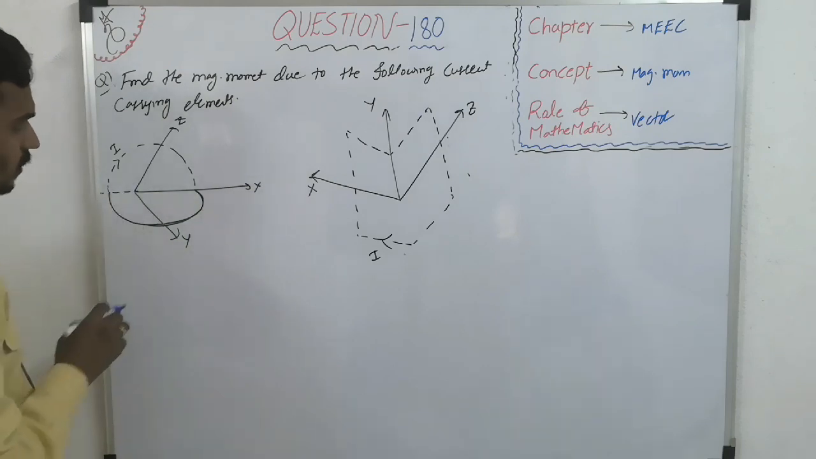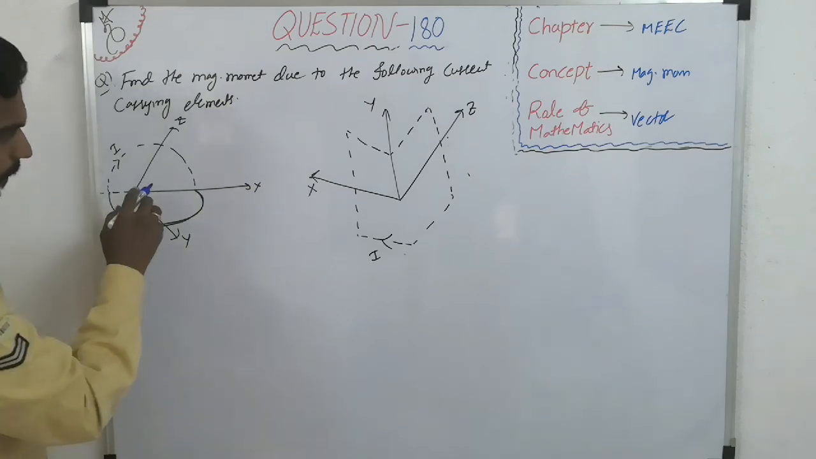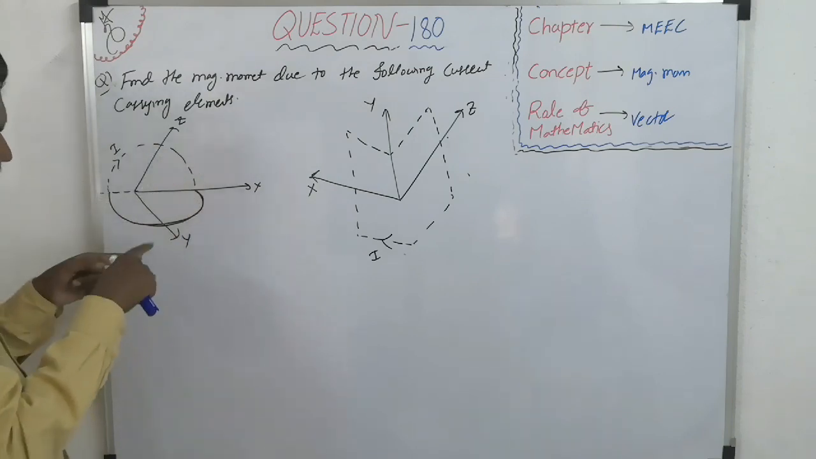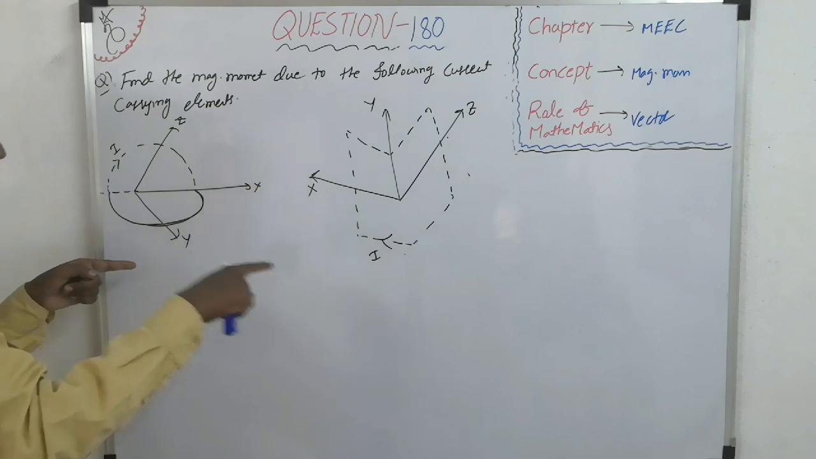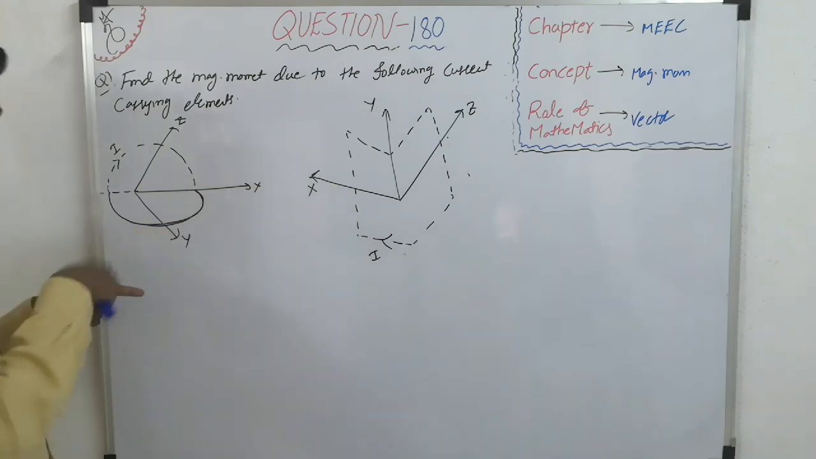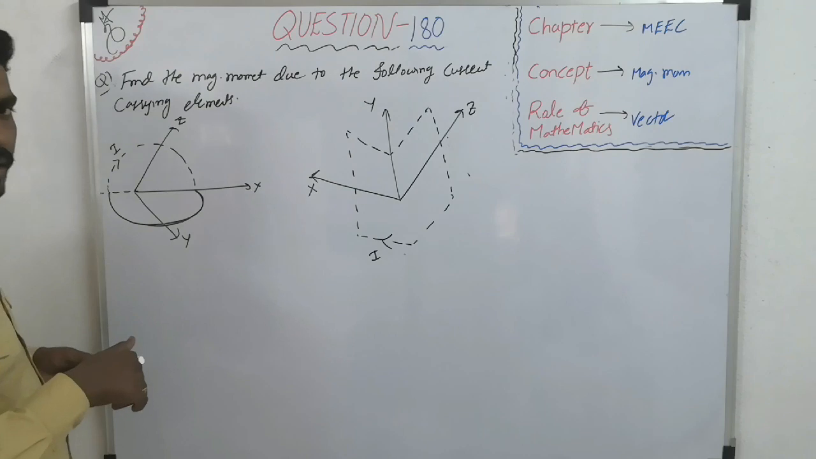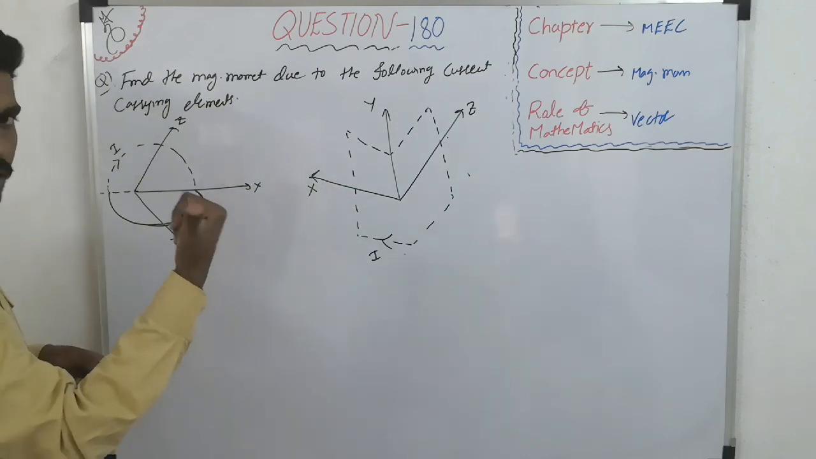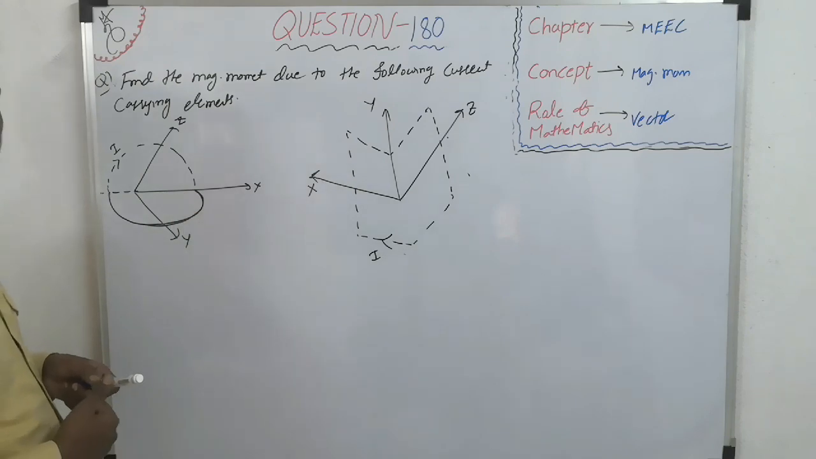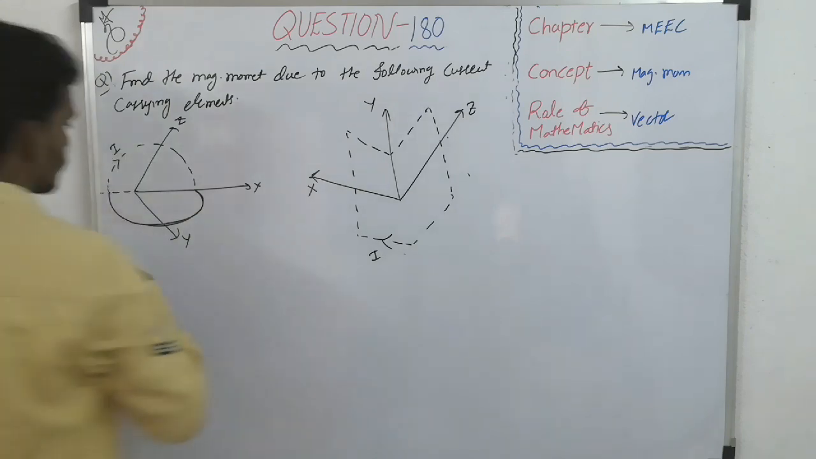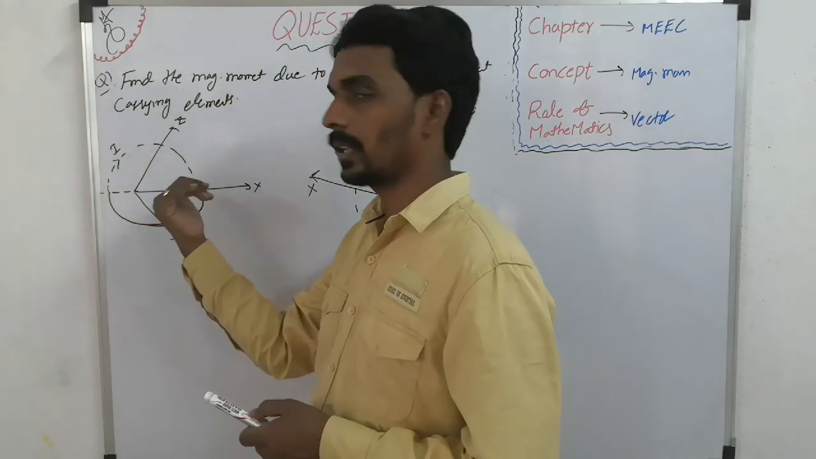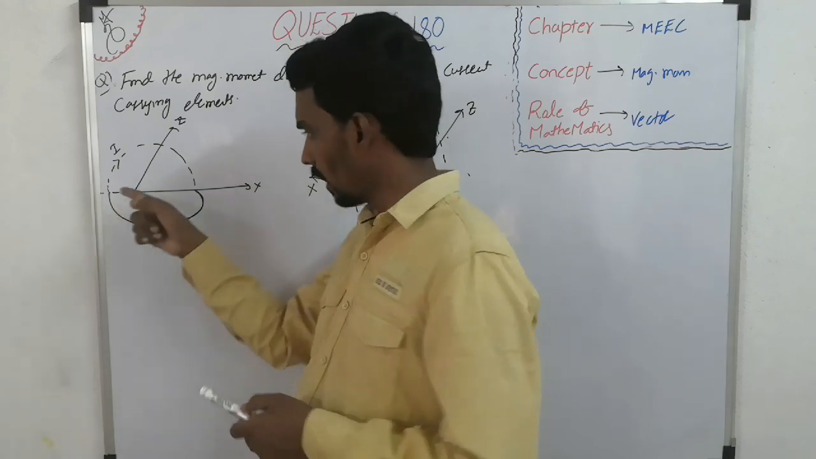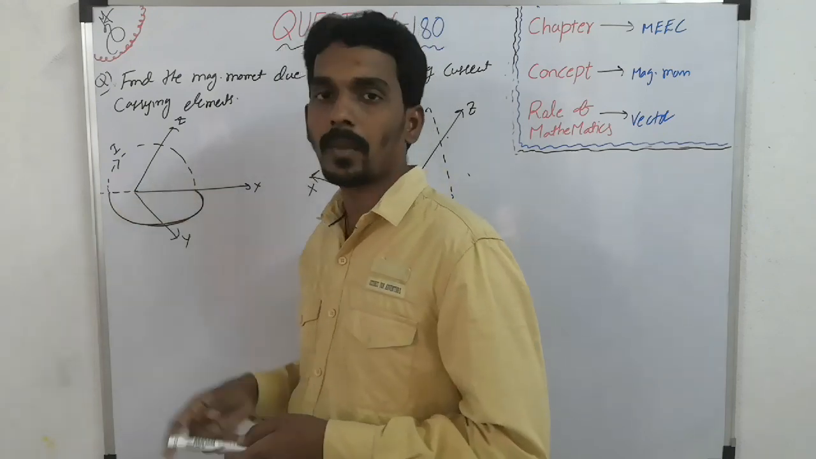See the first case. There are two semicircles. One is in the xz plane and another is in the xy plane. But how do you find the magnetic moment direction? If you curl the fingers in the direction of current, the thumb will give you the direction of magnetic moment. So here, in the zx plane, that is inward. So this is y, x. Inward means minus y.